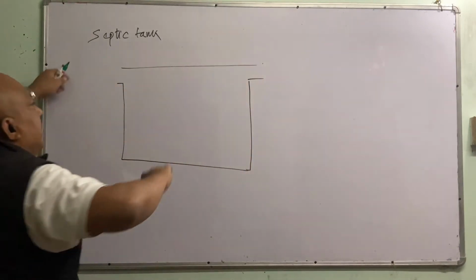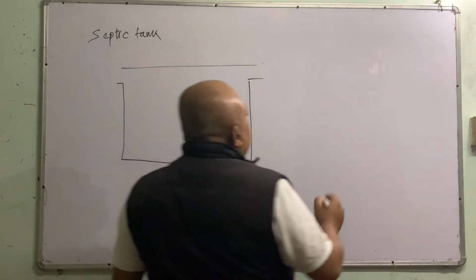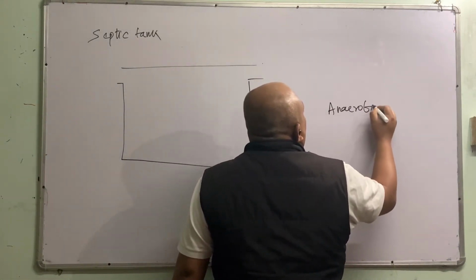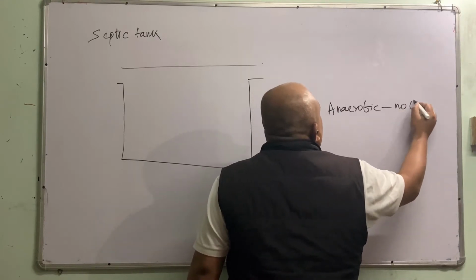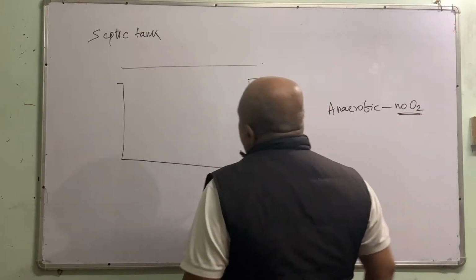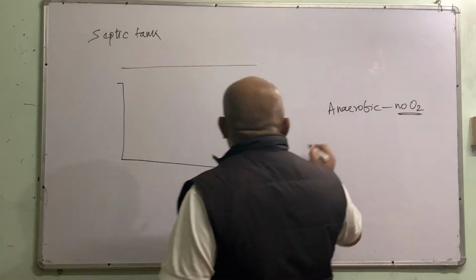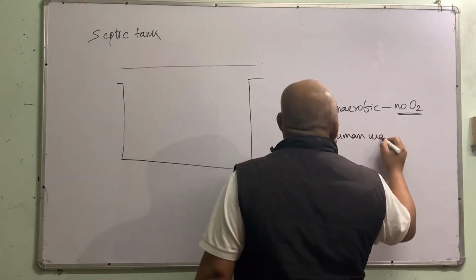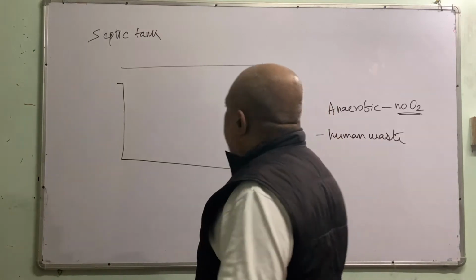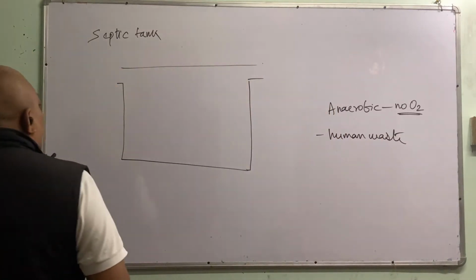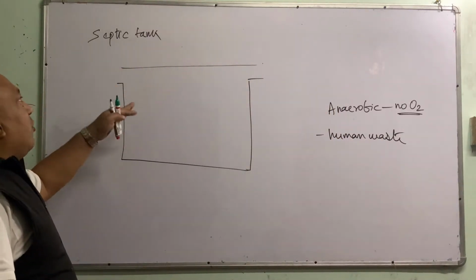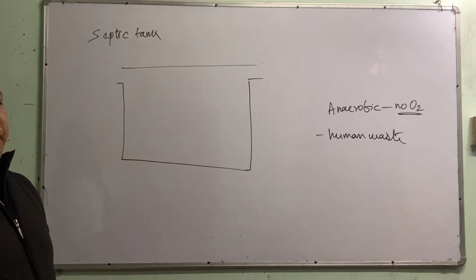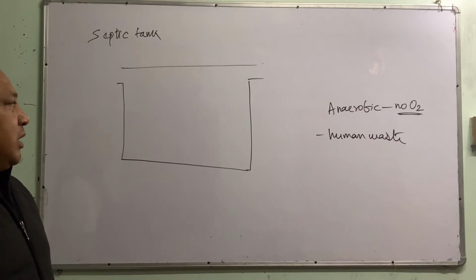This is a septic tank, and here it is going to be anaerobic, that is, completely devoid of oxygen, especially for human waste. So what is going on inside, and what is the design of a septic tank? It's not going to ask what a septic tank is. You can find it in a notebook by yourself. You can Google it.